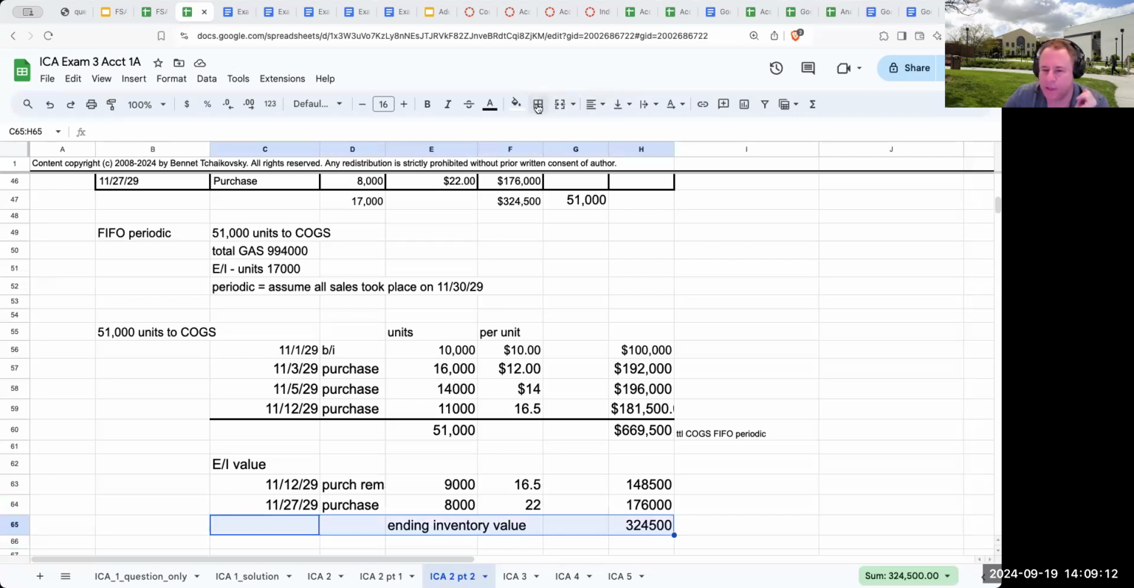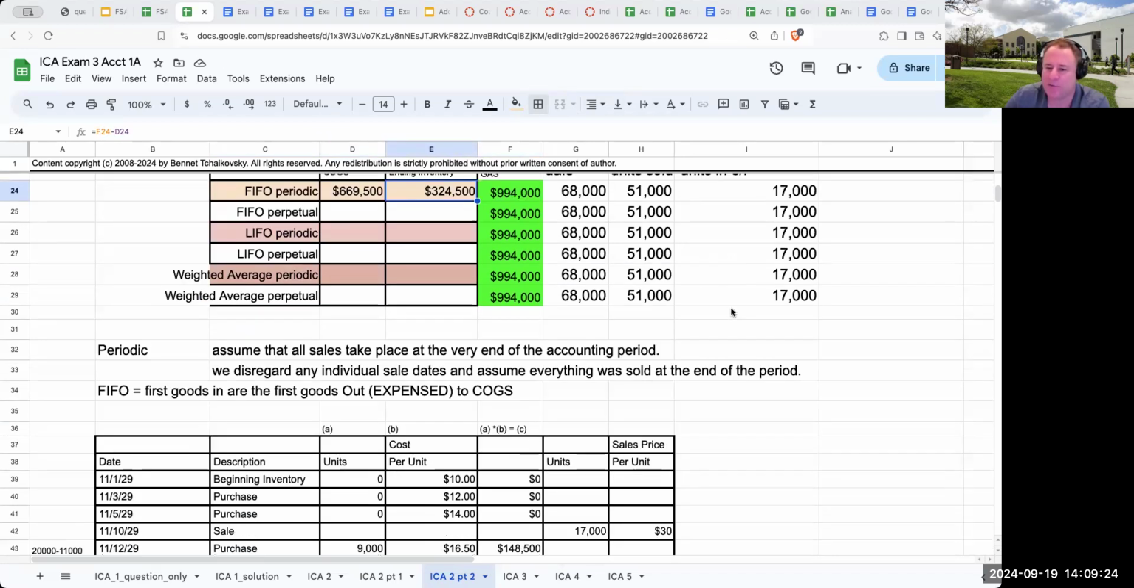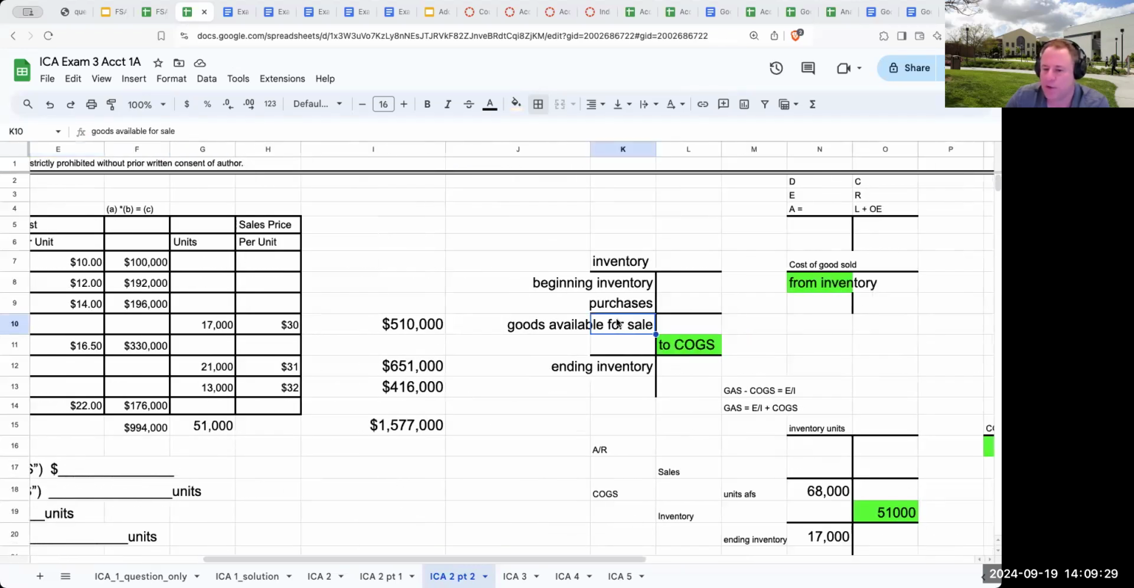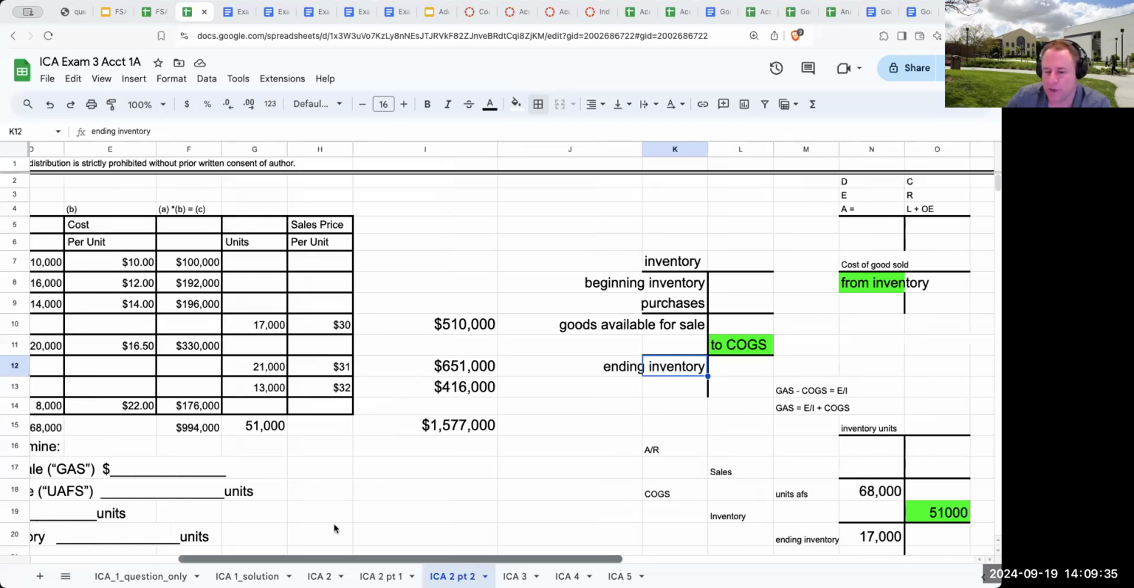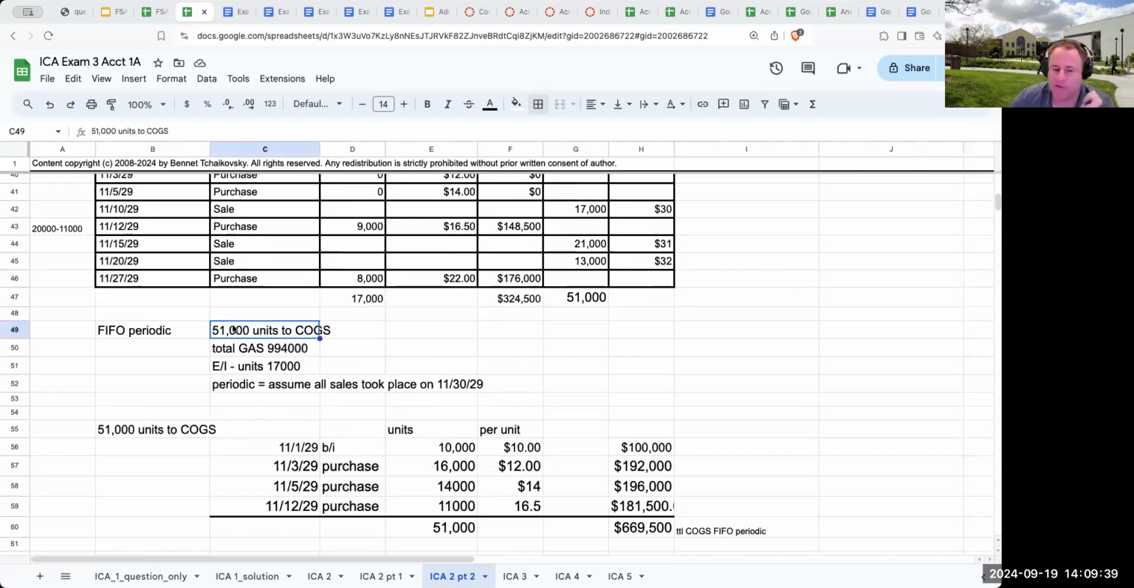And the answer is absolutely not, because once you have the goods available for sale, which is going to be the same in every single one of these questions, and I subtract my cost of goods sold from that, I'm going to get the value of the ending inventory. Remember the importance of these relationships, right? Goods available for sale minus cost of goods sold, which is going off to COGS, gives me my ending inventory.